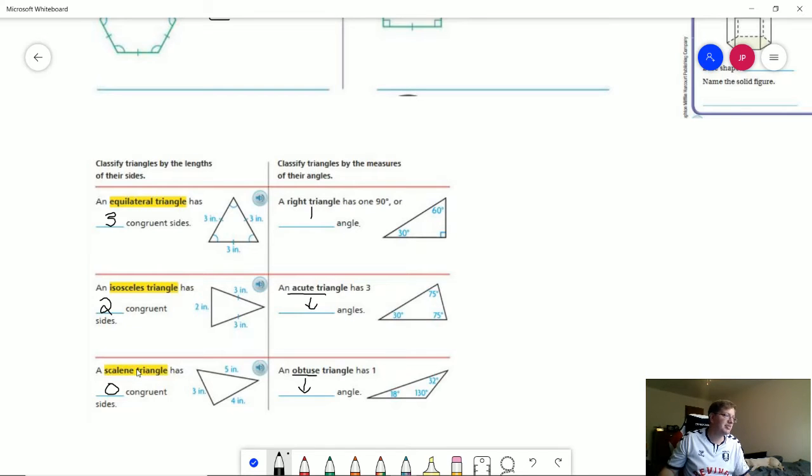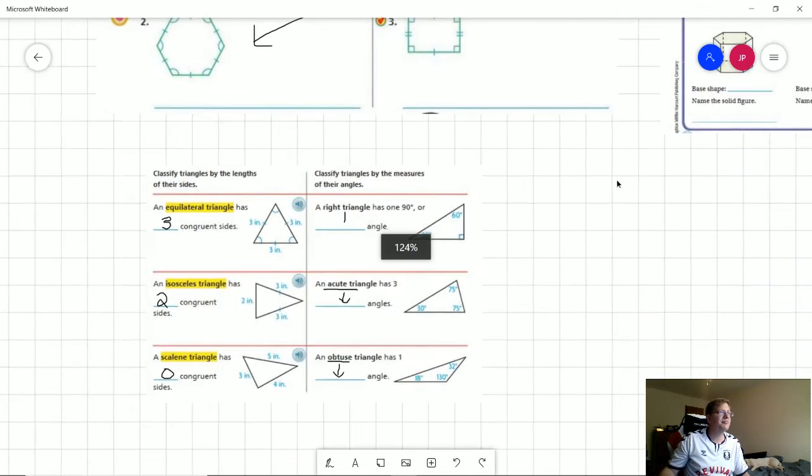Usually, if we have a scalene triangle, there's a really good chance that we also have a right triangle. So 3, 4, 5 ends up being an example of that, even though they didn't draw that. And we can find out the lengths of these sides if one of these was missing for a right triangle using a math formula that we'll use, I believe, in 6th grade.